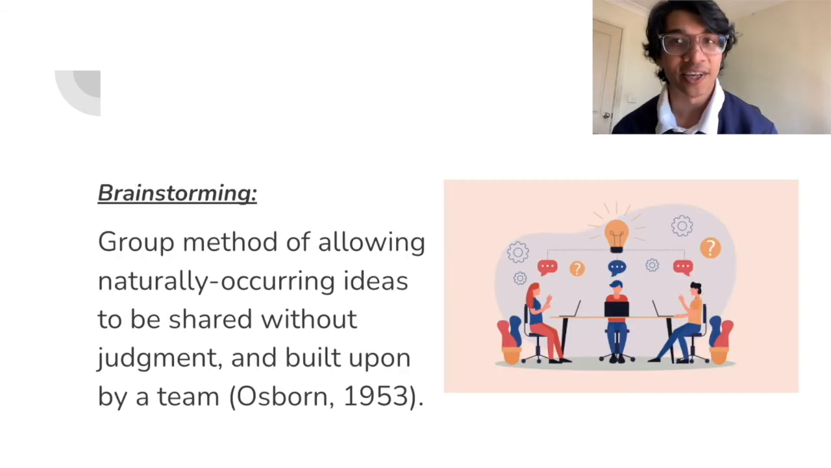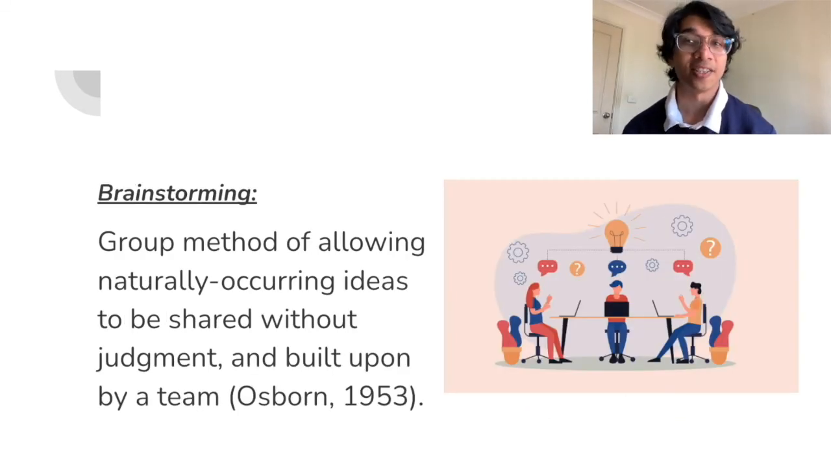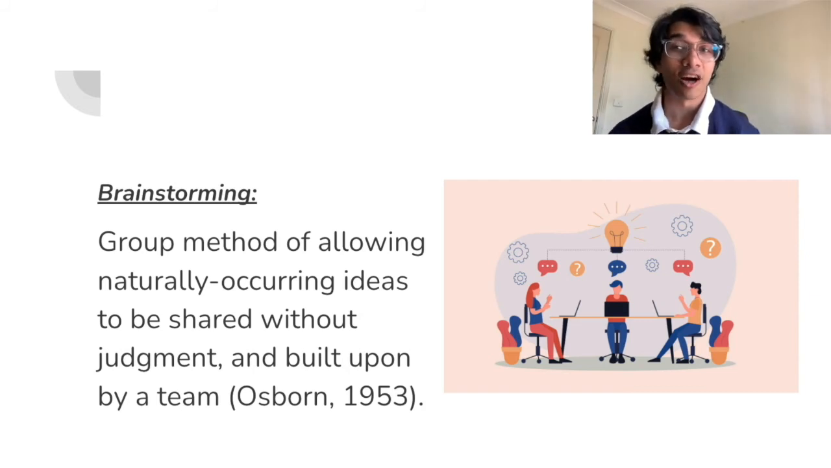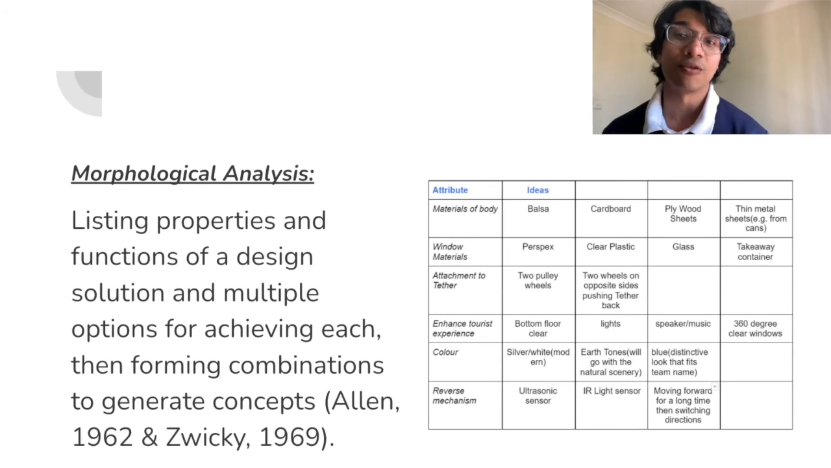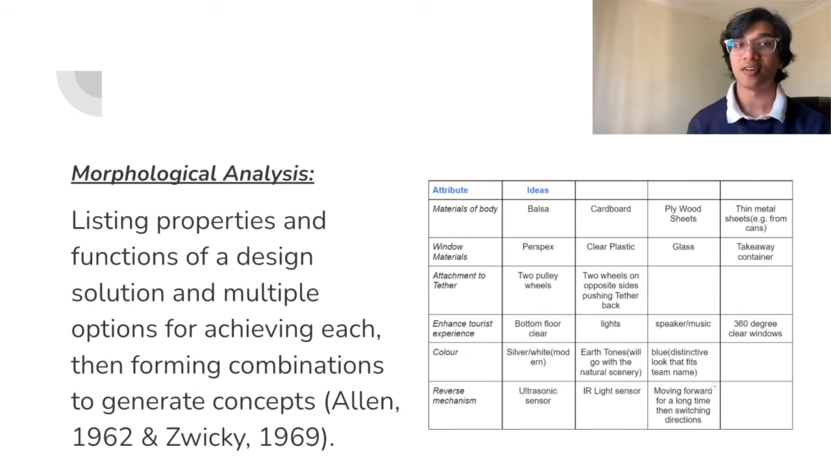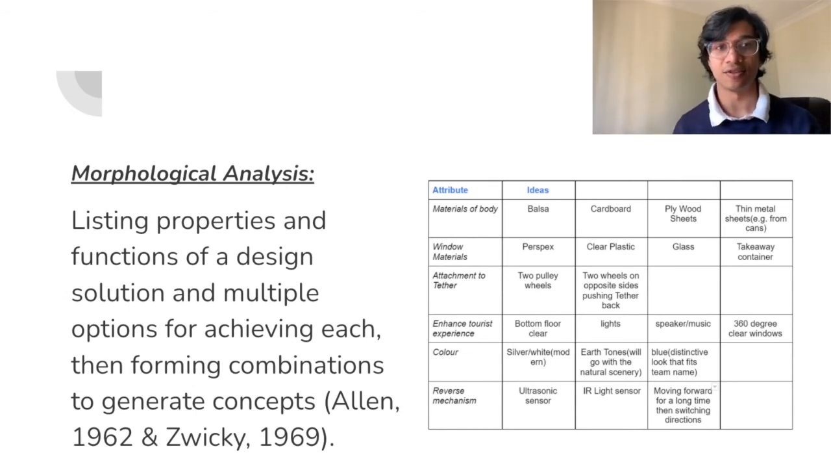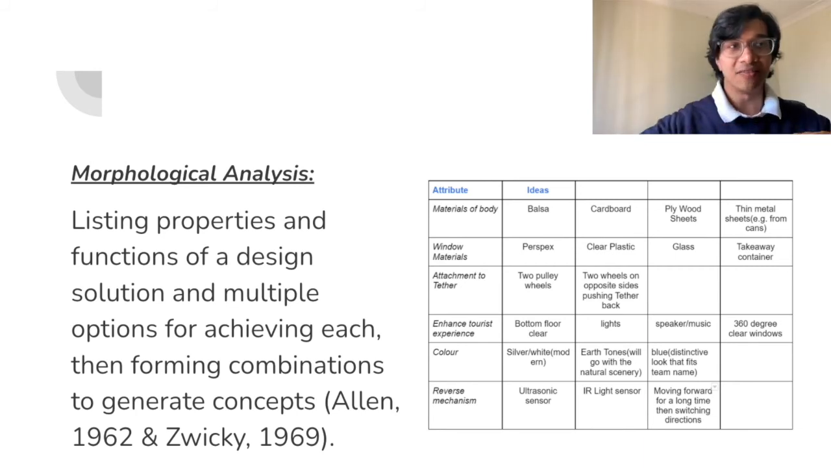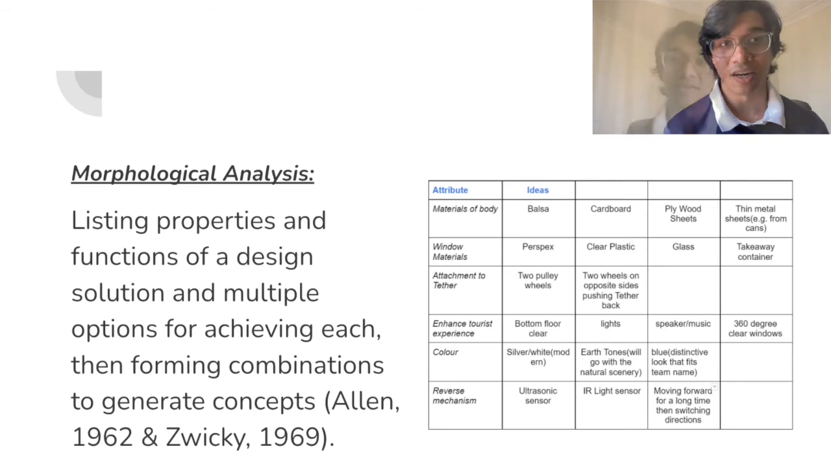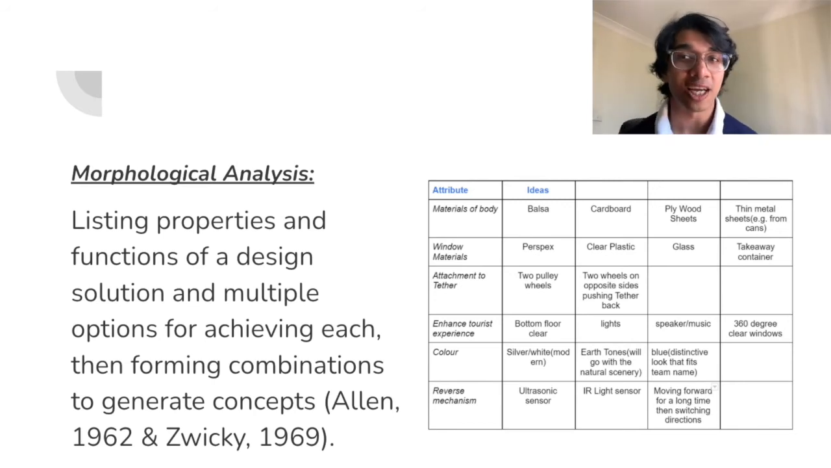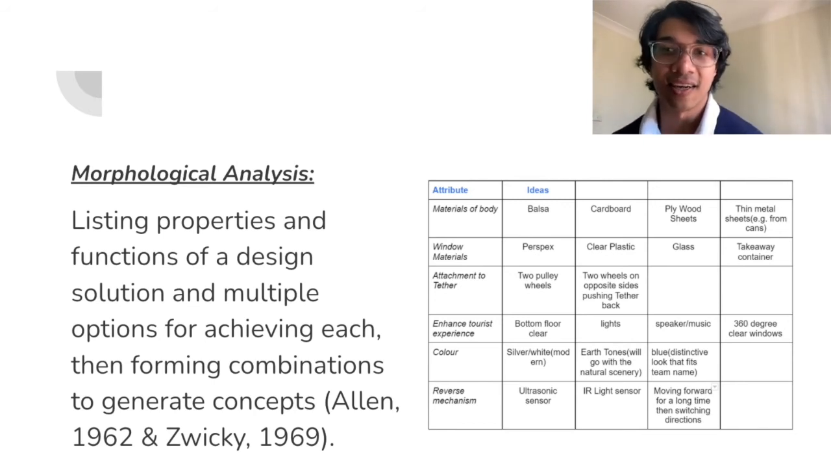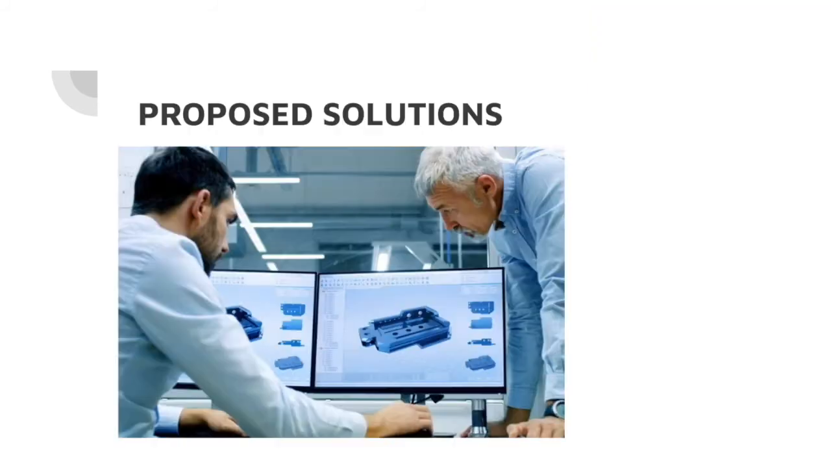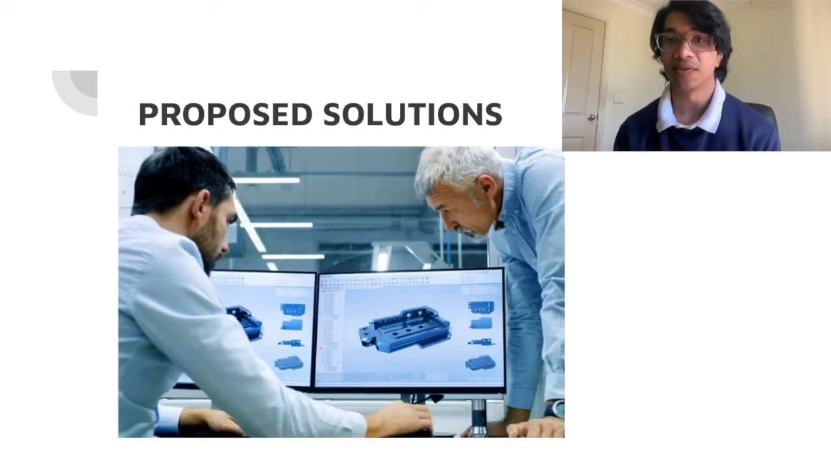This allows team members to receive feedback on their ideas from the rest of the group. This was followed by a brainstorming session where the objective was to come up with as many ideas as possible without judgment from the rest of the team. This allowed us to generate a large selection of ideas in a small window of time. We then took these ideas and formed a morphological chart. This involves listing properties and functions of a design solution and then multiple options for achieving each. Then we formed combinations of these to generate concepts. This allowed us to visualize any parts of the cable car that we possibly neglected and then generate more ideas for it. These techniques allowed us to develop the following solutions.